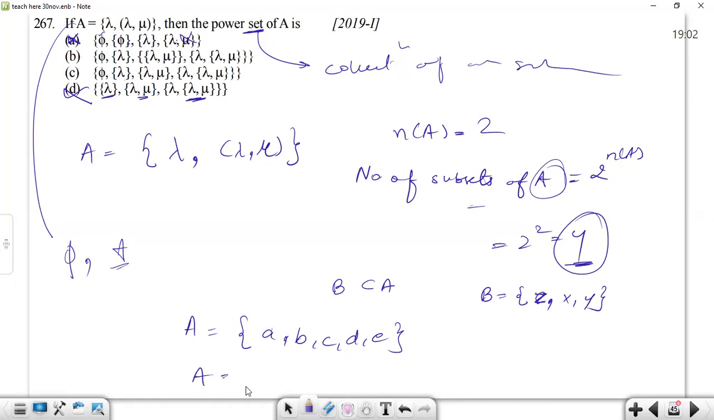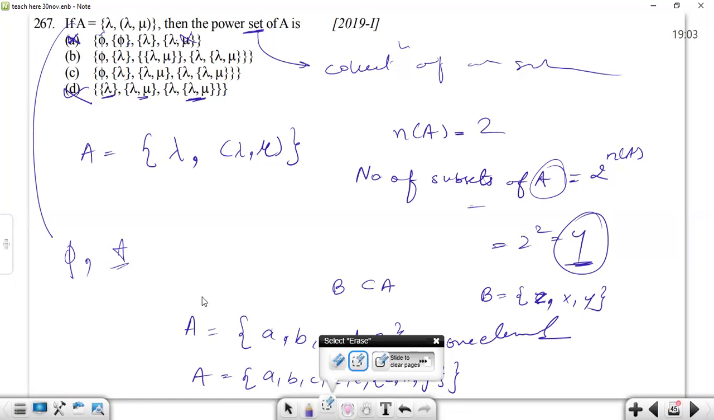So A will be written as A, B, C, D, E, and if set B is also in set A, then Z, X, Y is only one element. Clear? Because this is included in curly brackets. Any doubts? No doubt, sir.